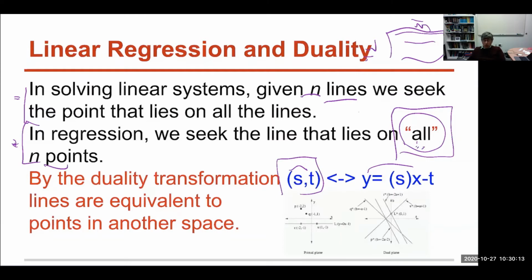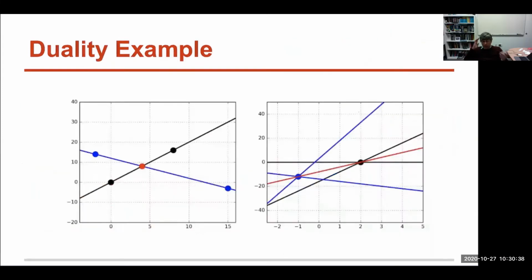can be converted to a line where s is interpreted as the slope and the intercept is minus t. With this kind of transformation, you can convert any point (s, t) to a line with two parameters, s and minus t. And if you do this transformation, what used to be a point on all the lines in one space corresponds to a line through all the points, okay?